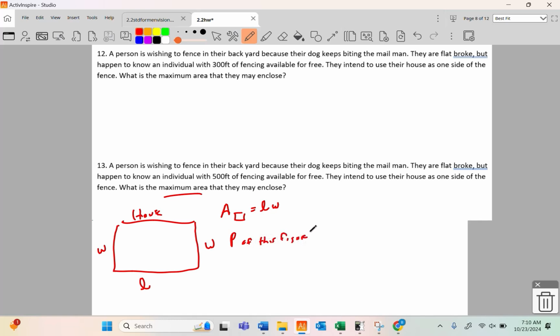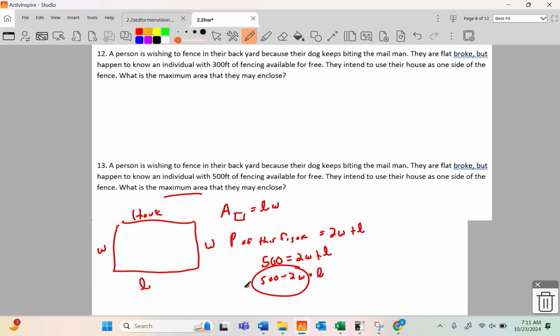is not 2 lengths plus 2 widths. It's 2 widths plus a length. And I happen to know that that perimeter has to be 500. So 500 is 2 widths plus a length. What I'm going to do is solve this for the length. 500 minus 2w is my length.